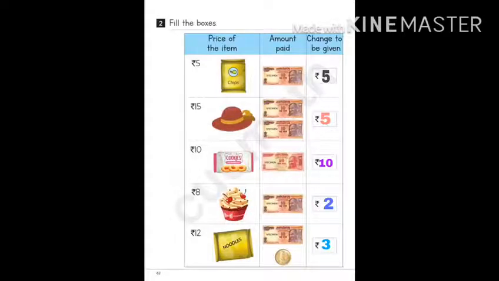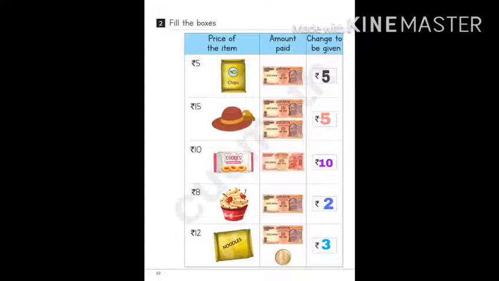Then the cost of biscuits is 10 rupees. But how much is the amount paid? 20 rupees. So how much money will you get? 10 rupees back, because the cost of the biscuit is 10 rupees and you have paid 20 rupees.